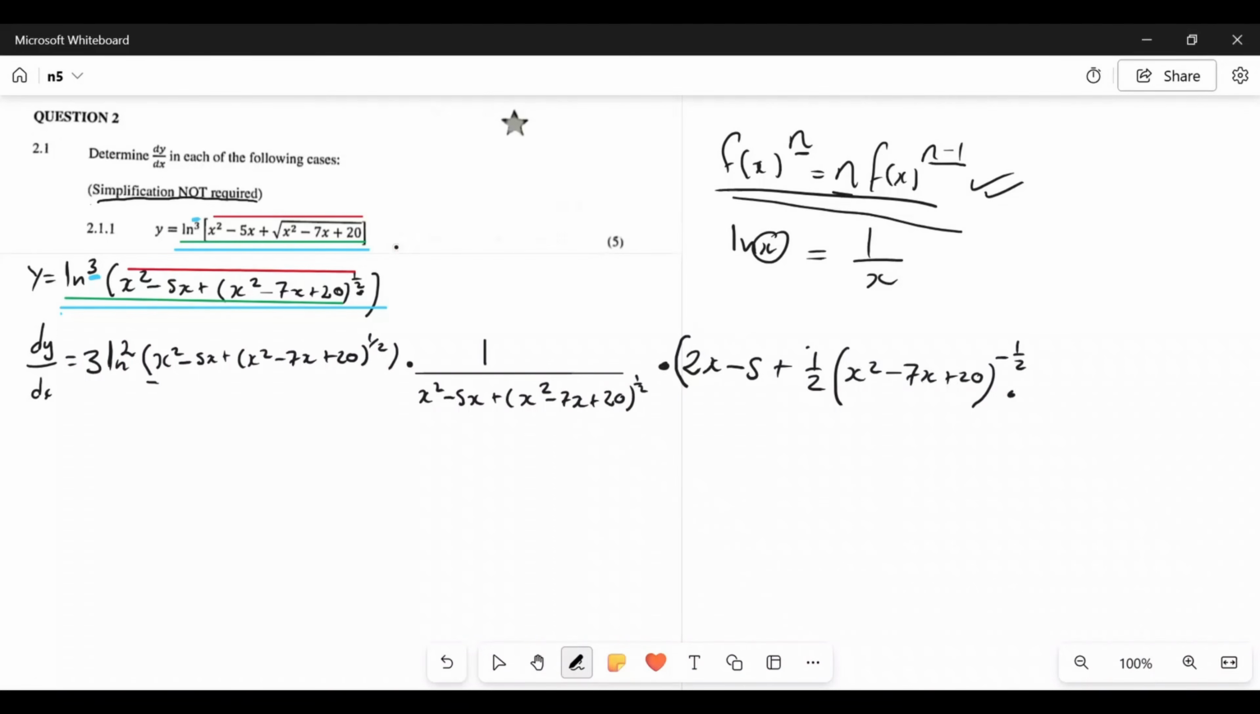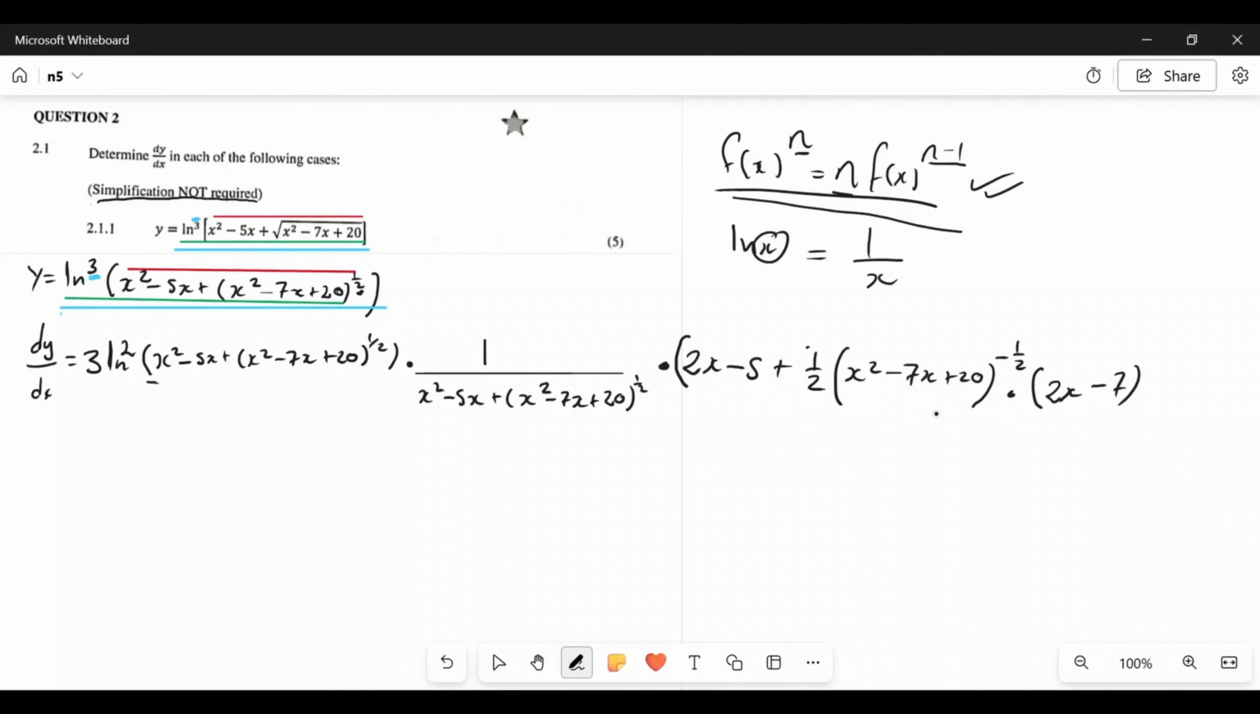Then we multiply by the derivative of the expression that is inside here. We have x squared minus 7x plus 20. So we have to derive that. So derivative of x squared is 2x. The derivative of 7x is going to be 7 there.